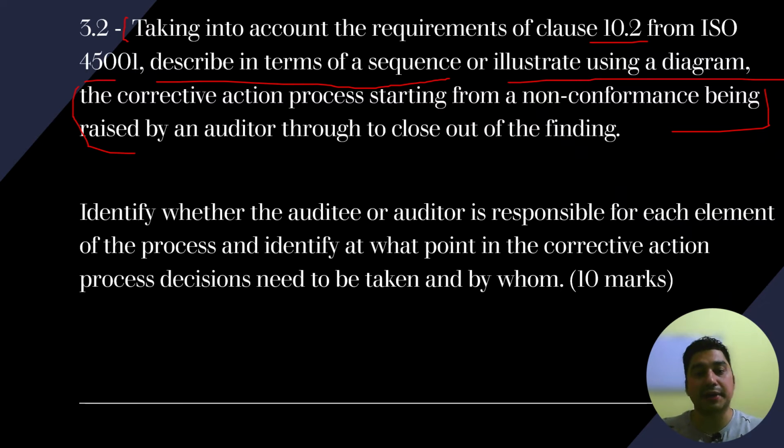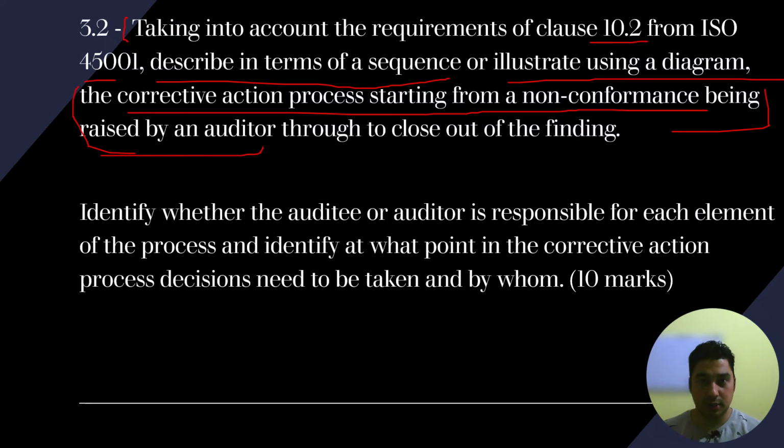So you have to identify the sequence or the diagram. The corrective action process starts from a non-conformance being raised by the auditor. So the auditor raises an NCR, and from there till closing out the finding, you are taking the corrective action and closing out that point. Till then what you will do, all these things step by step, or you can prepare the diagram. First you will raise the NCR, you will record the NCR, after that you will allocate the budget, after that you can allocate the team member who is responsible for that, and so on, until the end.